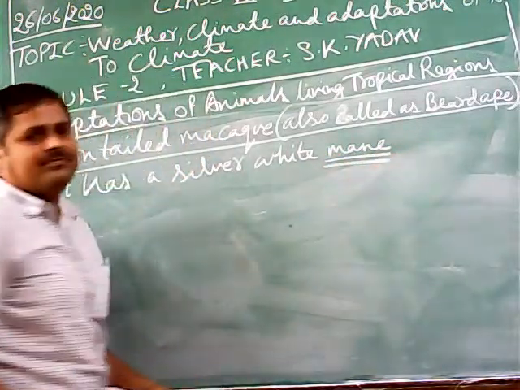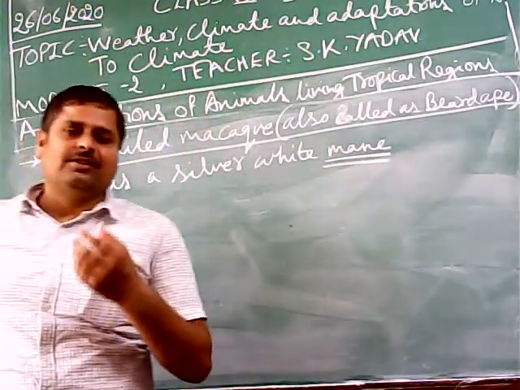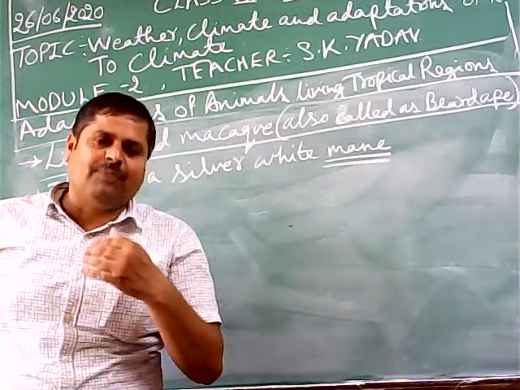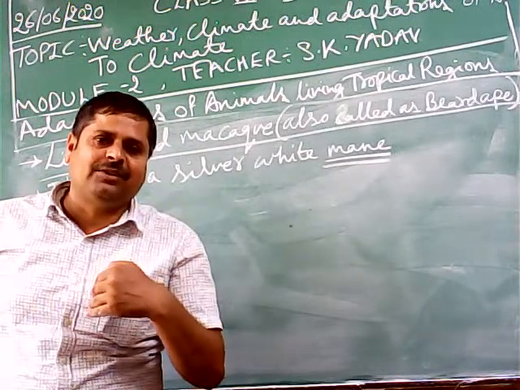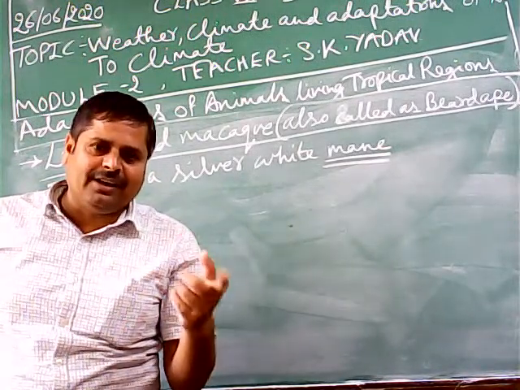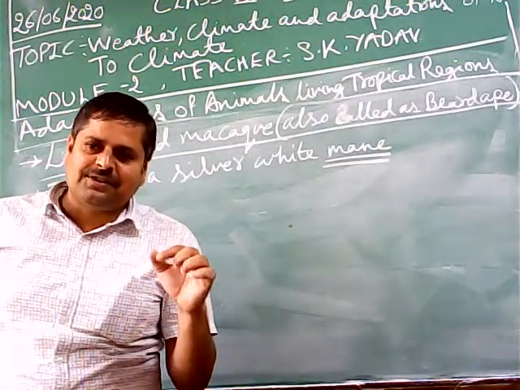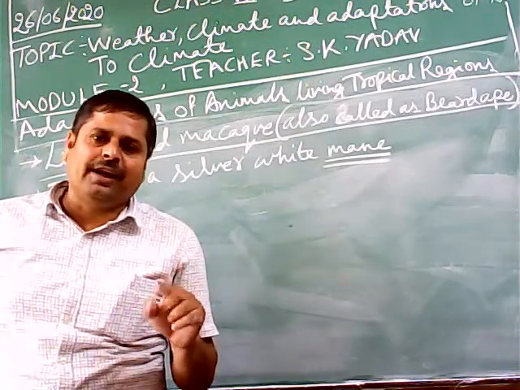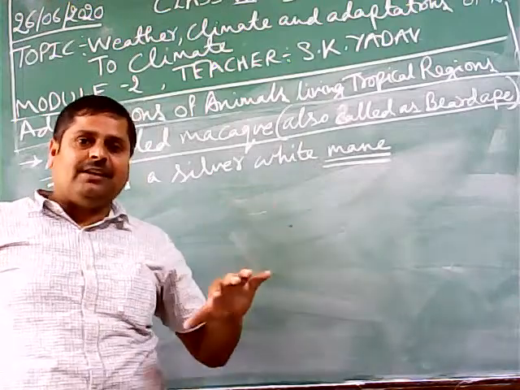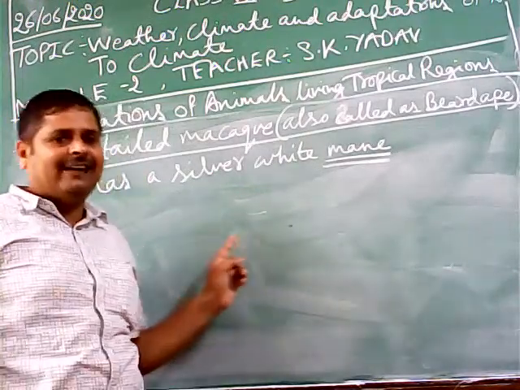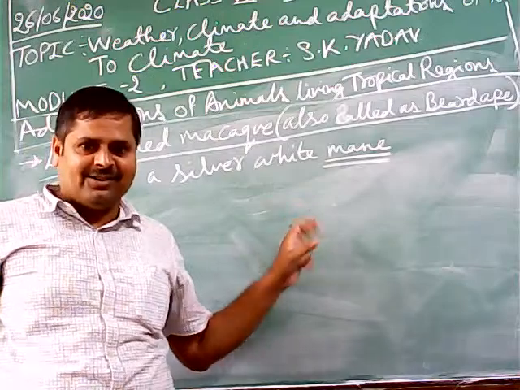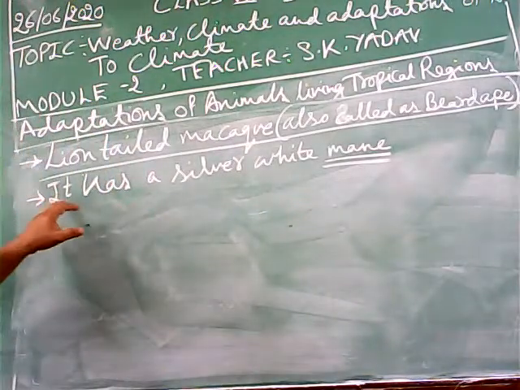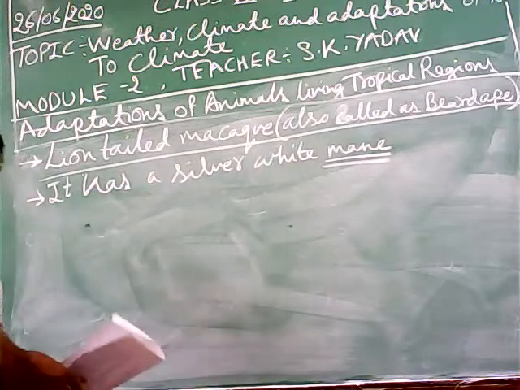Let me tell you what a mane is. A mane is the thick hair that hangs from the neck. This is common in lions and also in some goats. But what is the difference in the mane of the lion-tailed macaque? It is silvery white in color, so it shines. This is the characteristic feature. It has a silver-white mane.